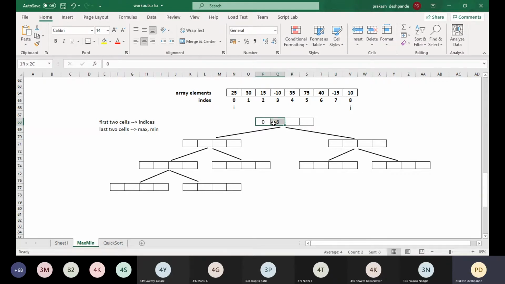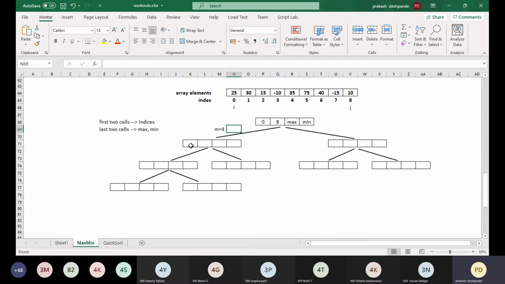Now, is this a sub problem? No, it is not a small problem. We need to further divide. We don't know what the maximum and minimum are, so we will write it as max and min, which will be computed later. Now we need to divide this particular problem into two halves by calculating the mid position. So what will be the mid value here? 4. 0 plus 8 divided by 2, that is 4.